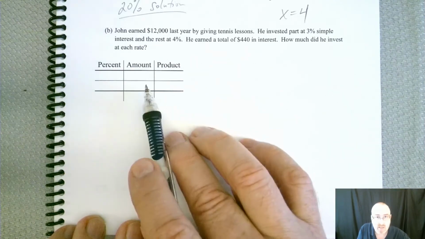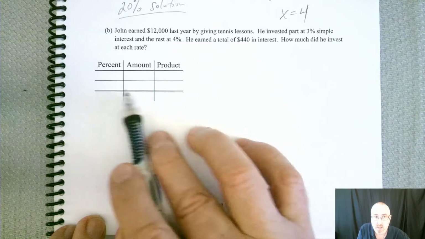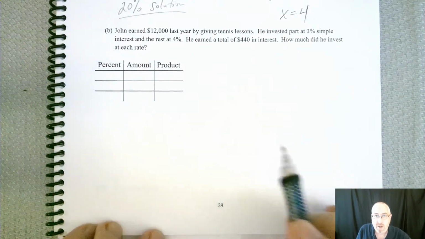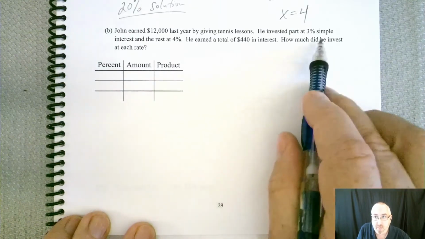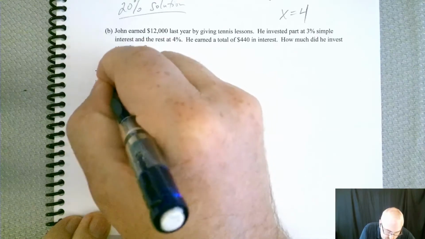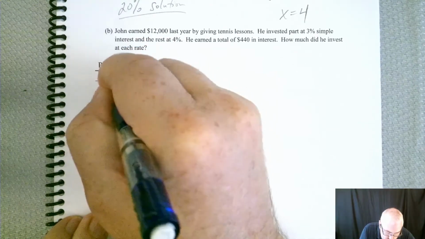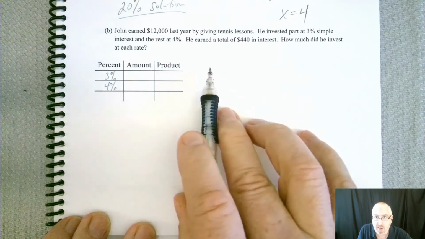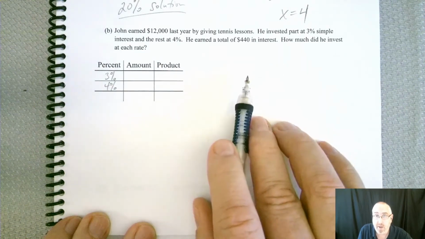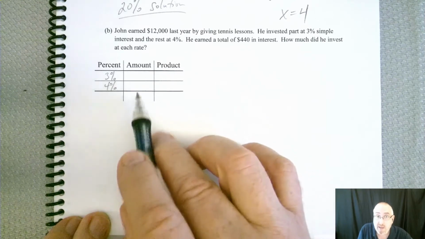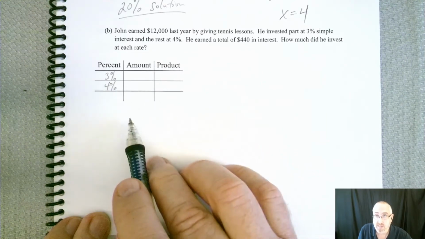Well, same table as before. So let's start with our percentages. So what are we mixing together? Well, we have a 3% and a 4%. So let's write those down. We're not going to have a third percentage for this problem because it doesn't say anything about another percentage, so we're good. So what are the amounts that go with those percentages?